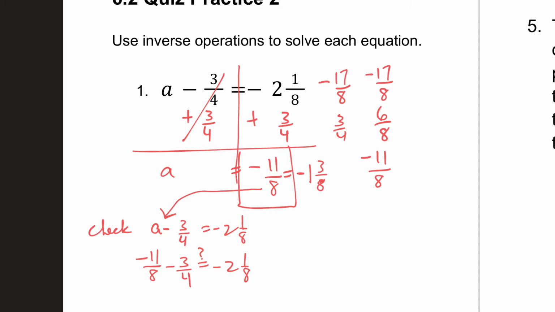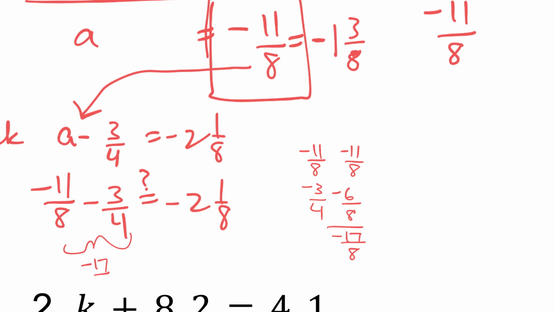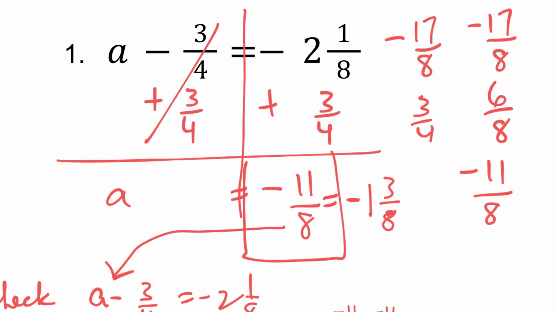I always have to think of this vertically, so I'm going to bring it in tight, and I have to take negative 11/8 minus 3/4. So negative 11/8 minus 3/4. This is negative 11/8. This is doubled, so this is doubled. And yeah, that would be negative 17/8, which is exactly what this is here. So when I combine these two together, I get negative 17/8, which is equal to negative 2 1/8. So that means that my original solution is correct.